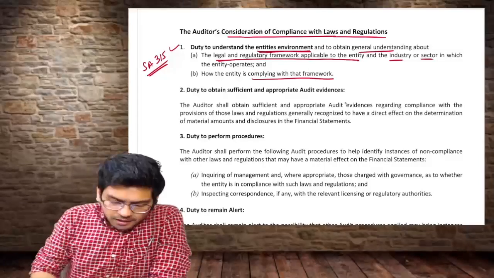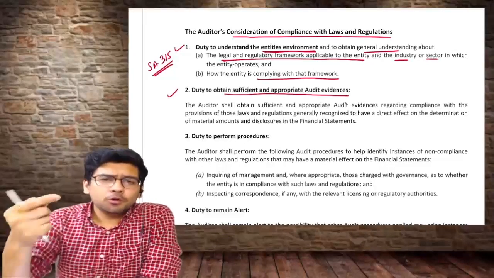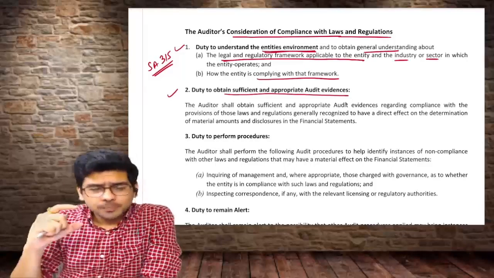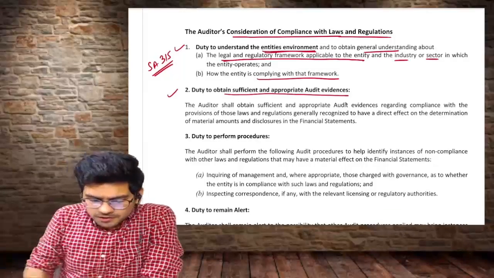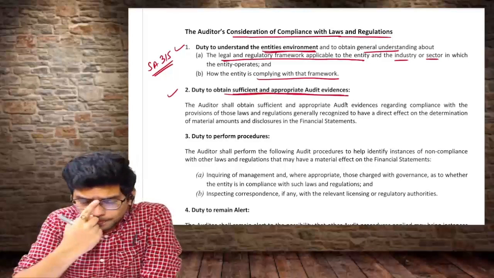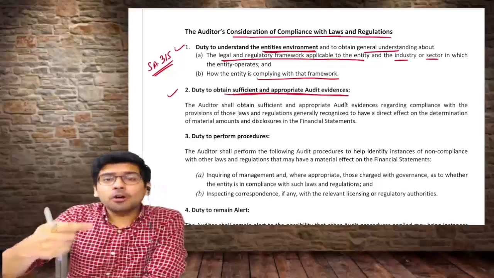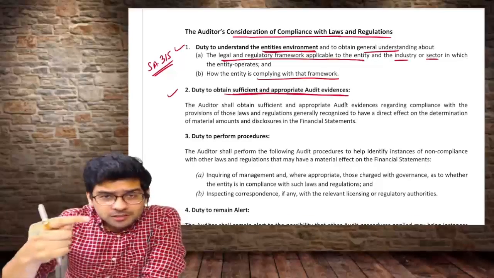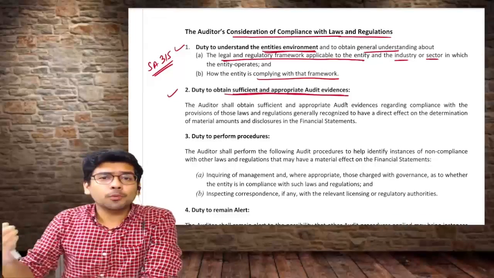Now second, it says duty to obtain sufficient and appropriate audit evidence. You will be able to answer this: for which category of law must this paragraph be? Category 1 or 2? Yes, the first category. For the category of laws which has a direct effect on the financial statements, the auditor will be obtaining sufficient and appropriate audit evidence.